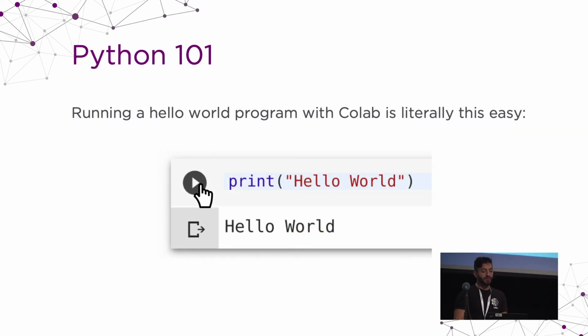And when you run a program in Colab, it's literally this easy. You write whatever you want to do. The typical program that you start with is just a hello world. So you type print hello world in one of the cells, and you're going to see next to each cell that you can run code in, there's a little play button, and you click the play button, and then it outputs hello world.